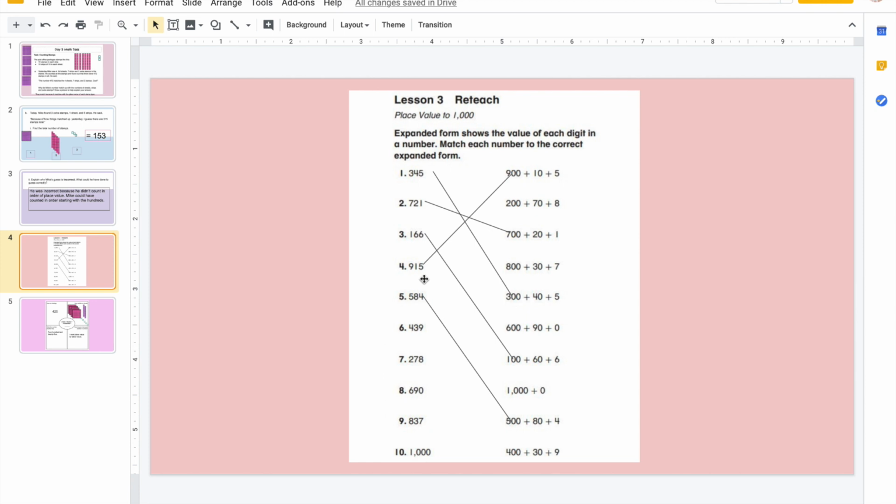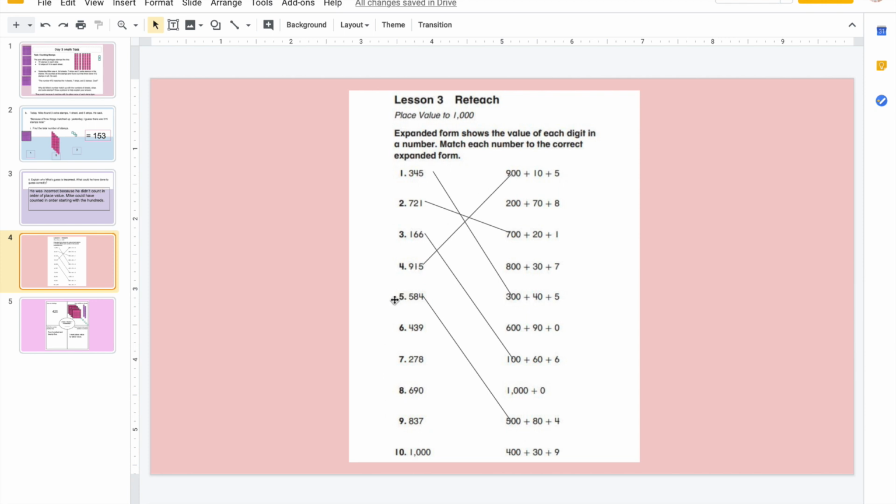The next one, number 4, is 915. And again, all you're doing is breaking it apart and finding the value of each digit in that number. So again, the 9 in the hundreds is going to equal 900. The 1 is going to represent 10, and then 5 ones is going to represent 5. So we know 900 plus 10 plus 5 is the expanded form version of 915.